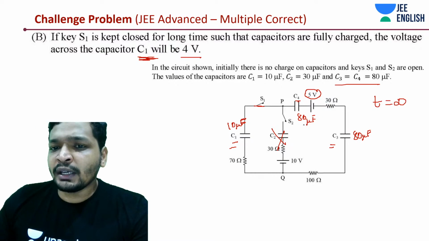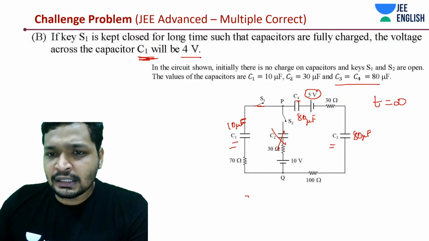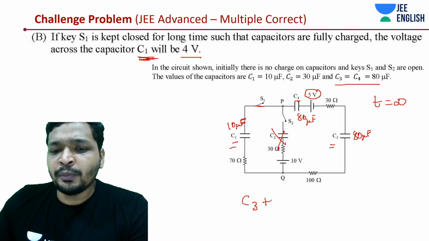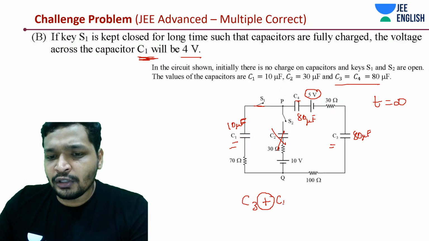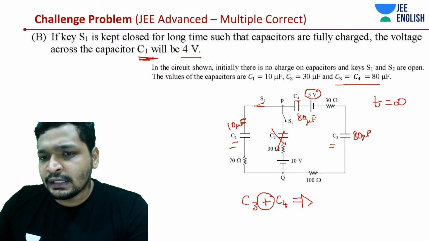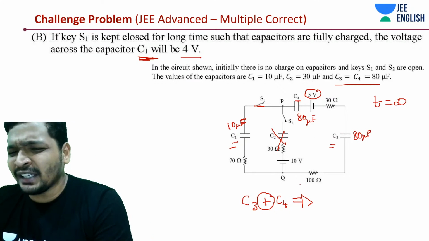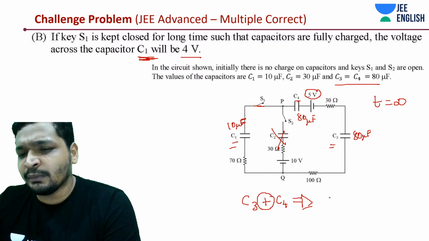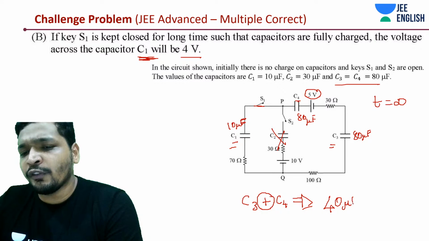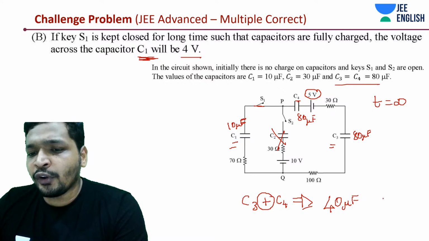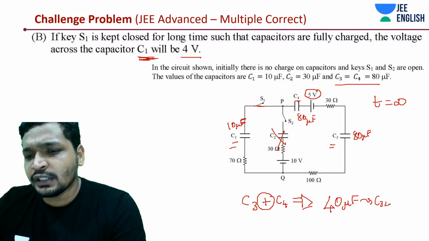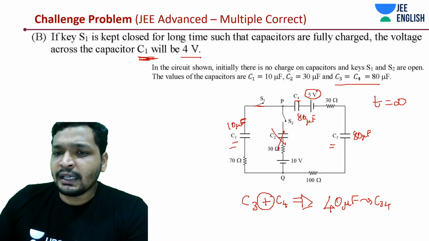And what is the equivalent capacitance of C3 and C4? This is for series. C3 and C4 are 80 in series. Basically 80 into 80 divided by 80 plus 80, that is 80 by 2, two same things. Basically 40 microfarads. Okay, I'm going to call this C34, just for now, this entire equivalent.